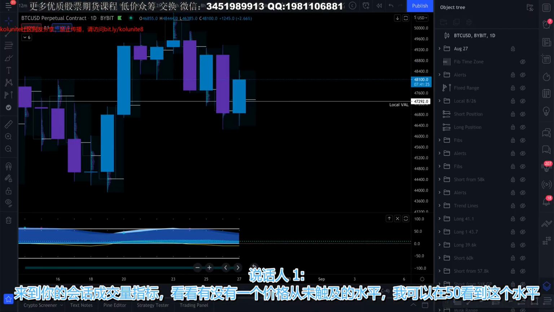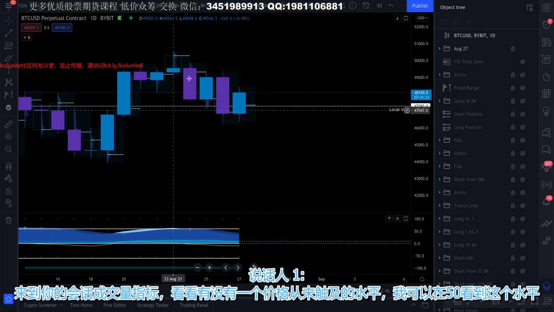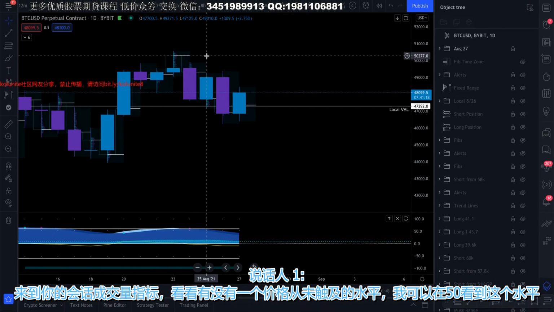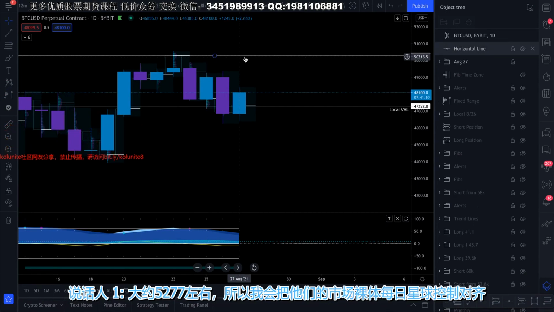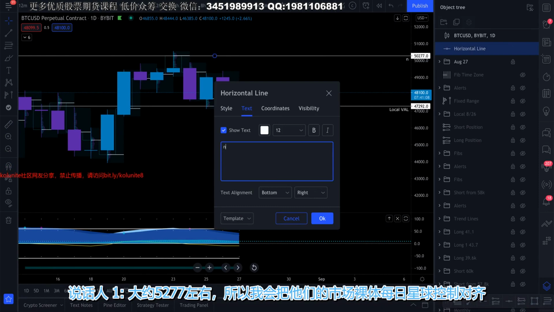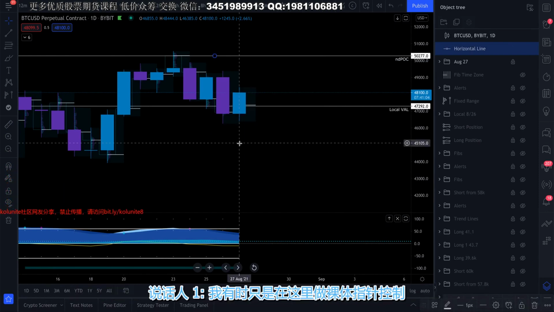Come to your session volume indicator and just take a look and see, is there a level that price has never touched? Right now I can see this level right here at around 52.77, give or take. So I'll put a line there, mark it. Naked daily point of control. You don't have to say naked daily. Sometimes I just do naked point of control.